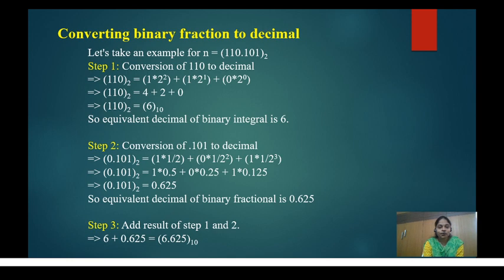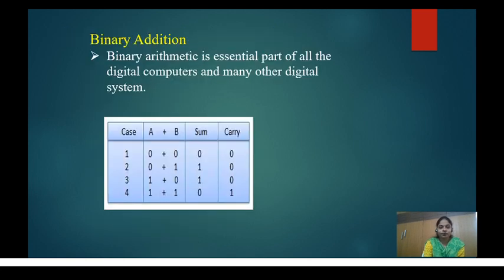Now, after getting the fractional part, add the integer part and fractional part. You will get the result in decimal. This is the integer part, you got 6. The decimal fractional part you got 0.625. So 6 plus 0.625 gives 6.625.